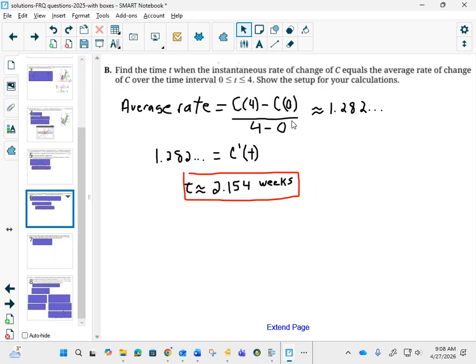Okay, again, it's a word problem. They're going to be looking, do you have the right units? So I will make sure that I write weeks in there because the original question says that things are based on weeks.